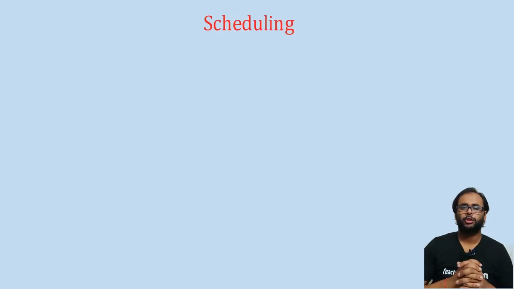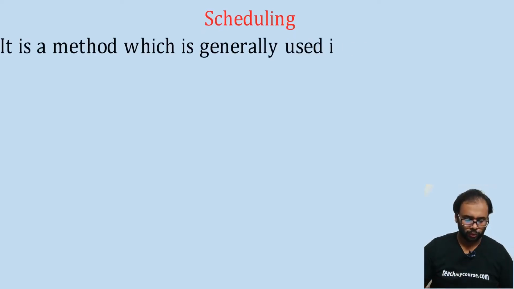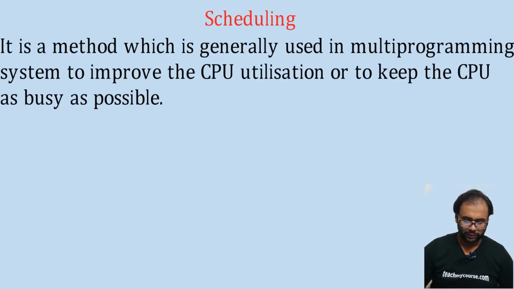So what is actually scheduling? Scheduling is a method which is generally used in multi-programming systems to improve the CPU utilization, or to keep the CPU as busy as possible. Like we know that the CPU performs a lot of tasks at a single time. So how does it actually do it? It does it with the help of scheduling.